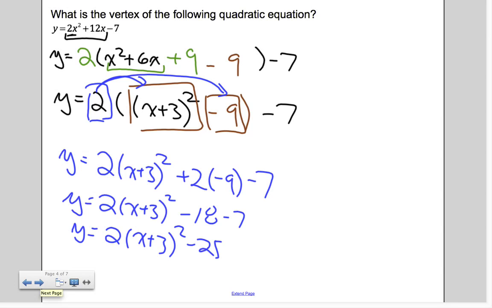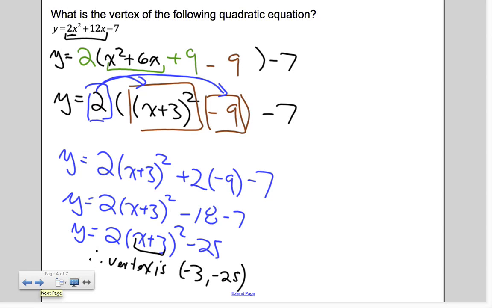Now how do I know what my vertex is? Therefore, the vertex is, sorry? 3 and negative 25? Negative 3. What part is going to make this 0? Same thing as before, what's going to make that 0? It's going to be negative 3, negative 25. Okay, any questions regarding that?